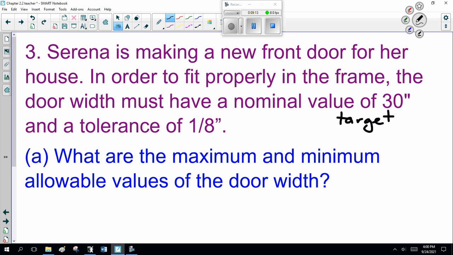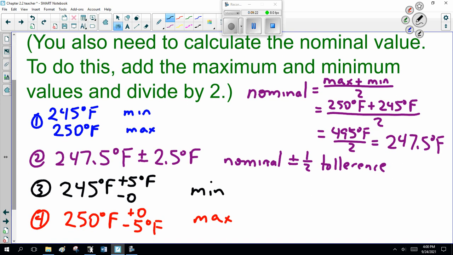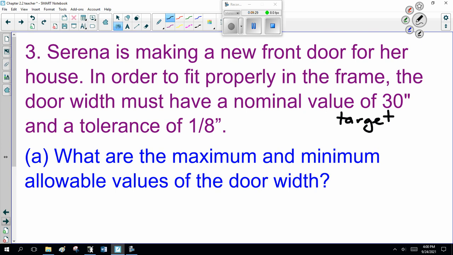Target is 30 inches, the tolerance of 1/8. Now, as I just said, going back here, we go nominal value plus or minus half the tolerance. So the tolerance is 1/8. Now, I'm old, but I know that half of 1/8 is 1/16. So I can go this as 30 inches plus or minus 1/16 of an inch. All right? Yeah, I know, I hate this getting old. Anyway.